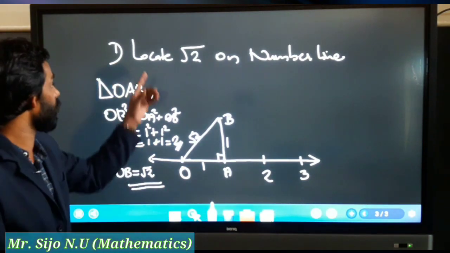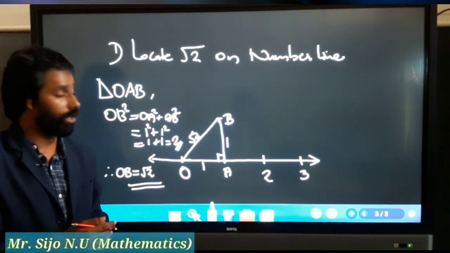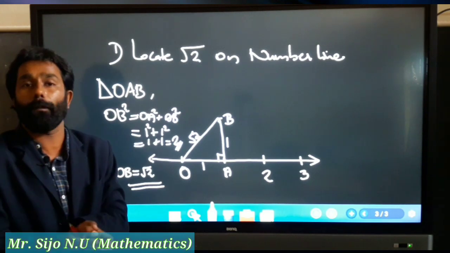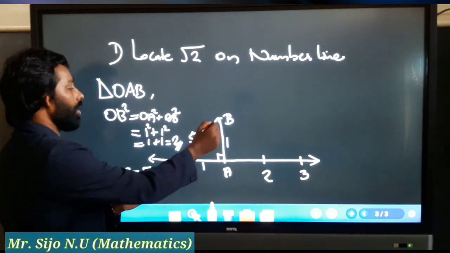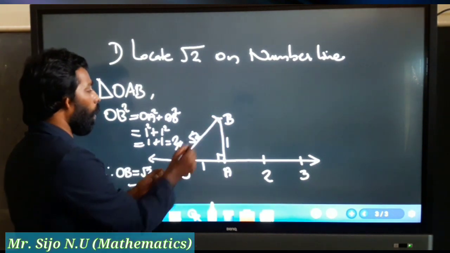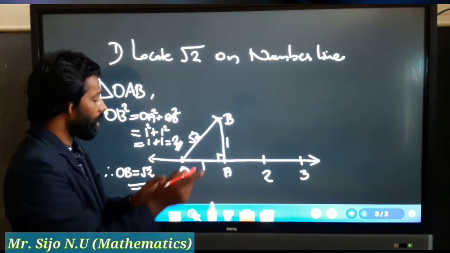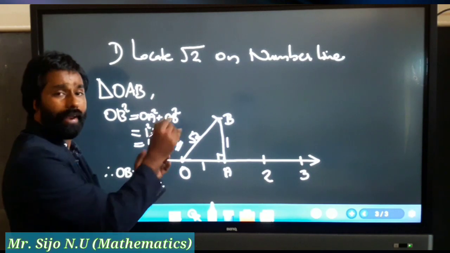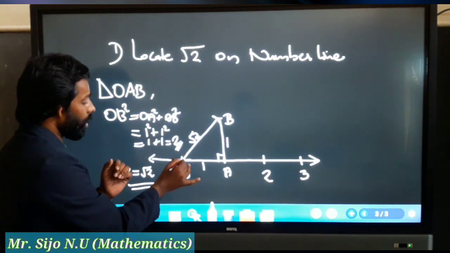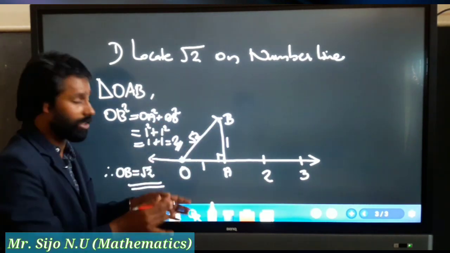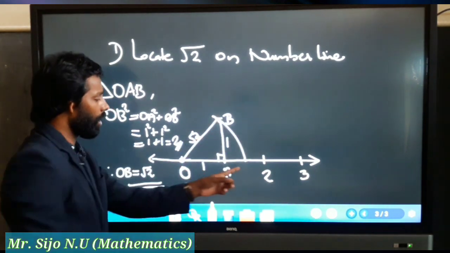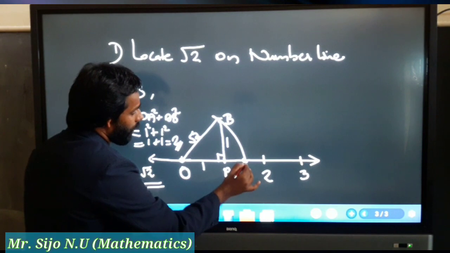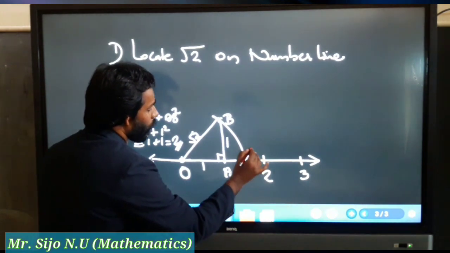Now our task is what? Locate root 2 on number line. To do that, we have to take a compass and keep here as a pointer and radius as OB. Take a compass and draw an arc with the center O and radius as OB. So we can draw like this, and where it touches on this number line, this is the position of root 2.